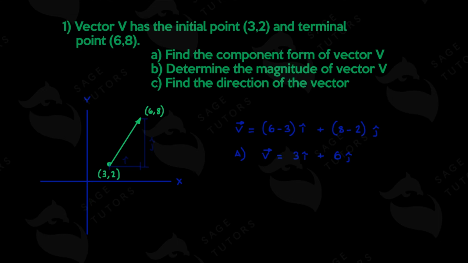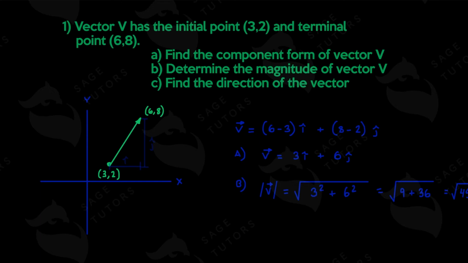Now for the second question, it says, determine the magnitude of vector v. In order to do so, we can use the formulas that I gave you previously. Remember that the magnitude of vector v can be found by using the Pythagorean theorem. So it would be 3 squared plus 6 squared. So we would get the square root of 9 plus 36, which would give us the square root of 45. This would be our answer for letter B.